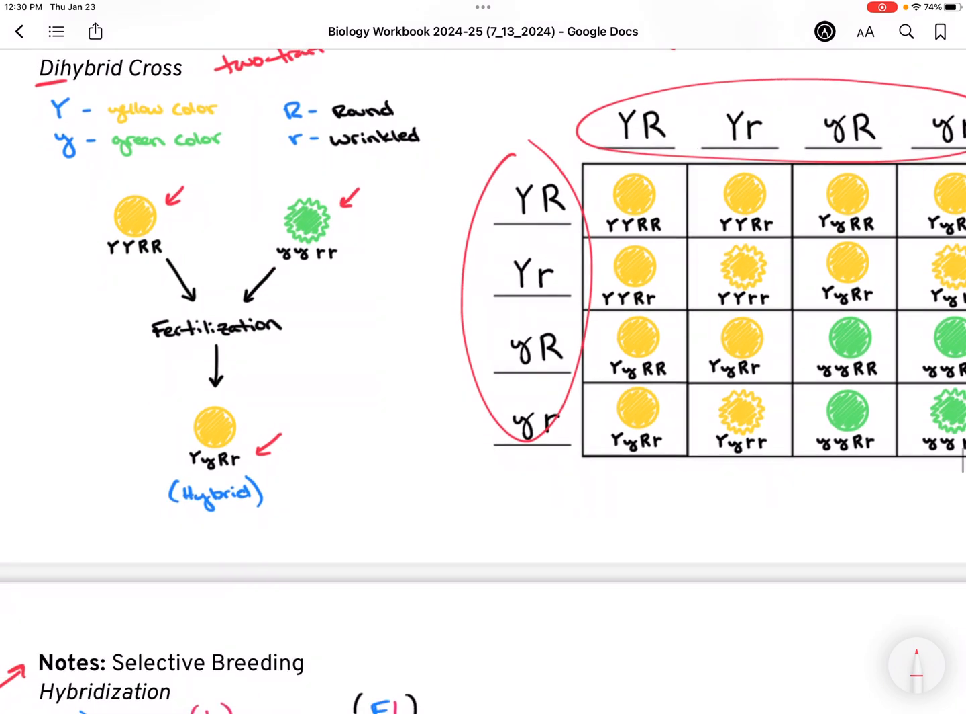So the first letter is big Y, big R. There's that one right there. And then we could do big Y, little r, which is this one. We could do little y, big R, which is that one. And then little y, little r, and that's that one right there.